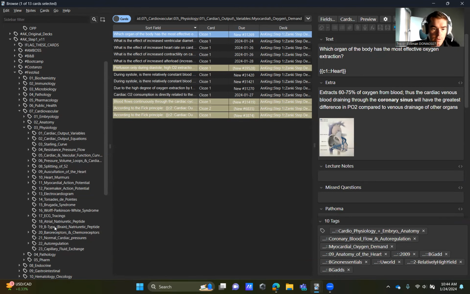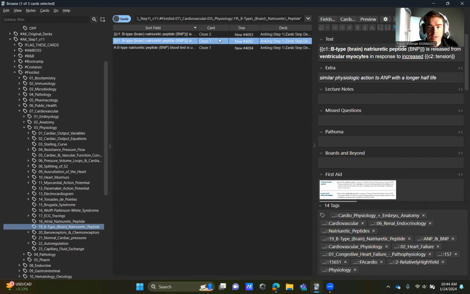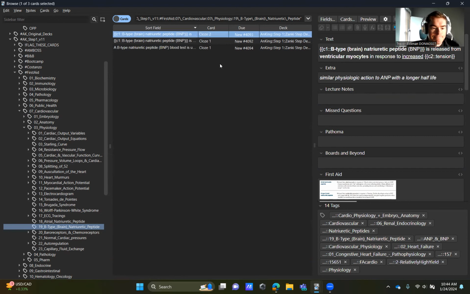And then we're going to move down to the B-type natriuretic peptide. I picked up all three of these just because I believe they were mentioned in Dr. McCauley's lecture, and if not, they are important for CMNR by ordering a BNP lab for congestive heart failure, I believe. So that'll be important, at least for CMNR.